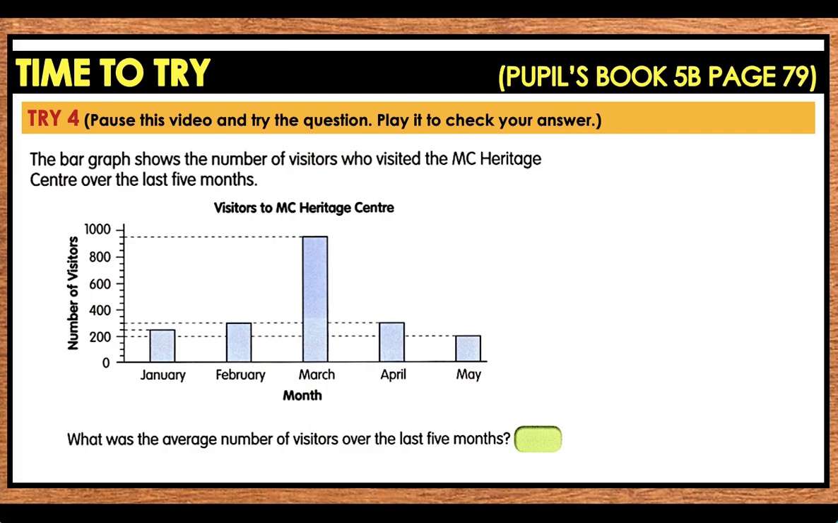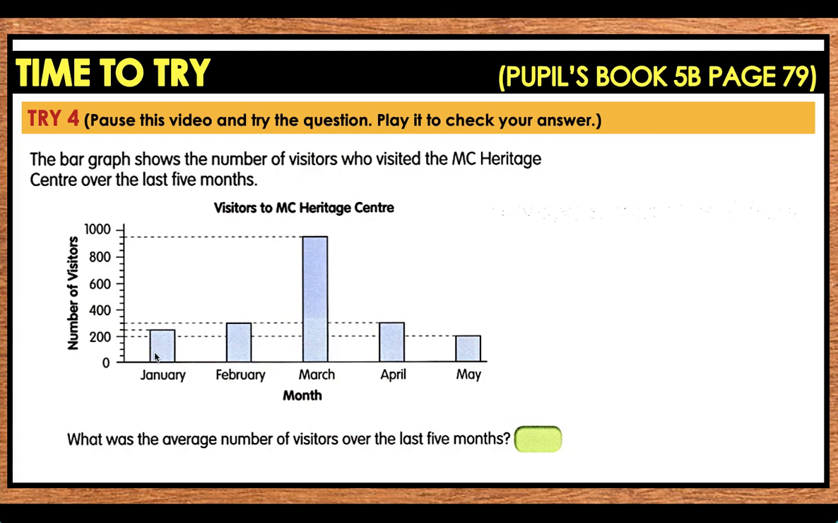Try 4. Pause this video and try the question. Play it to check your answer. Time to reveal the answer. The bar graph shows the number of visitors who visited the MC Heritage Center over the last 5 months. What was the average number of visitors over the last 5 months? Identify the value for every month.